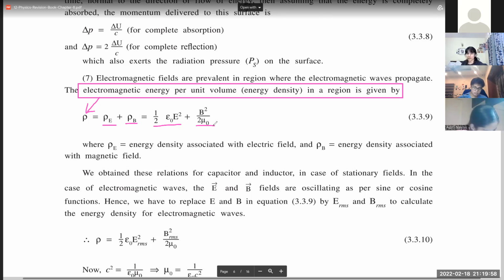You should remember that the average energy density per unit volume for the electric field is half epsilon naught E square, and the average energy density per unit volume for the magnetic field is B square by 2 mu naught. Please note that epsilon naught is in the numerator for the electric field, but in the magnetic field the mu naught is in the denominator, as it always is. Okay.